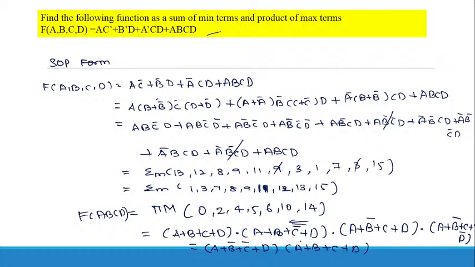10 is what? 8 plus, then 14, so 8 plus 2, 8 plus 4, 12, 13, 15. Okay, so this is the standard form of POS.